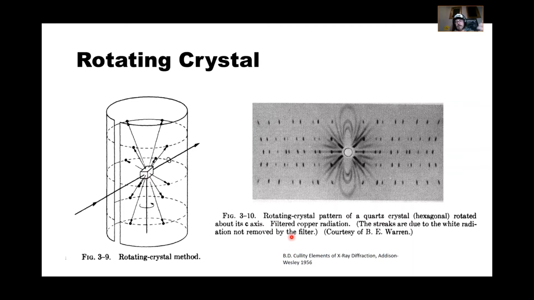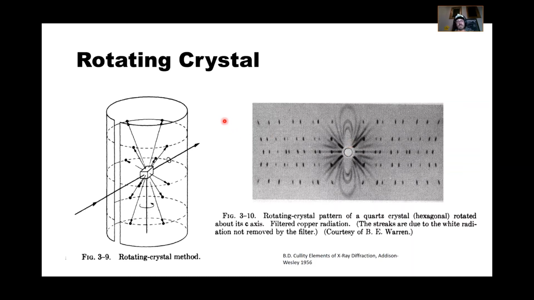White radiation would be polychromatic, and this was from filtered copper. I'm assuming copper K alpha, though it's not really telling us which one. But again, for diffraction to be useful, you need monochromatic waves. Polychromatic waves cause noise and interference and all kinds of things. And here, this would be the noise caused by polychromatic radiation. So it's kind of cool to see it visually on this older example.